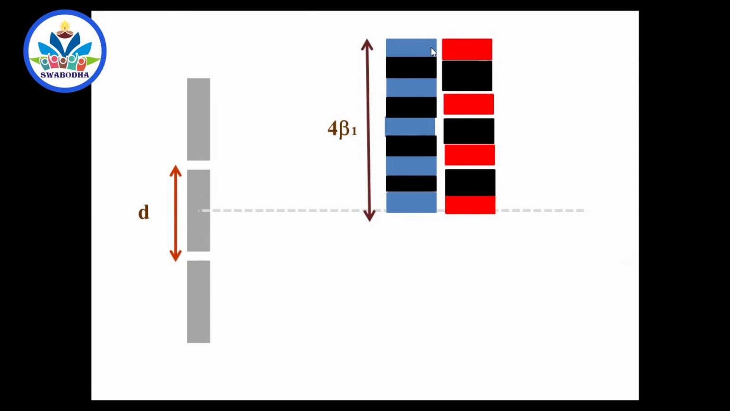This is the fourth bright and this is the third bright. Don't count the central bright, right? Third bright, 3 beta 2. So N1 beta 1 must be equal to N2 beta 2. This is only numerical data just for understanding. It may not be fourth and third itself. Last time we got fourth and fifth, right? So N1 beta 1 must be equal to N2 beta 2.